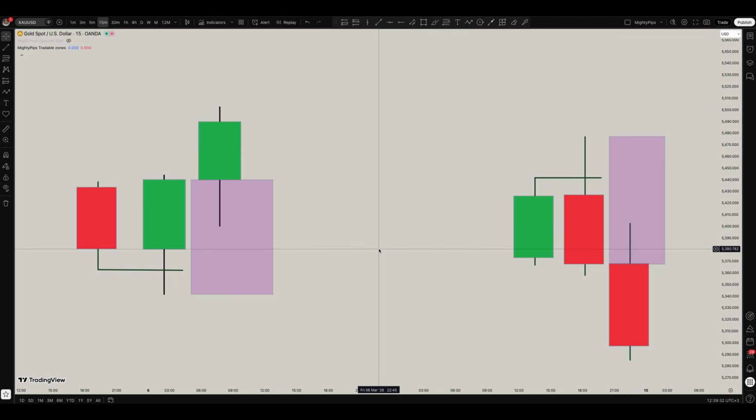So let me take you guys onto the chart, the live chart, and I'll show you guys an example of this setup in play so that you guys can see how you can apply this on the real market.